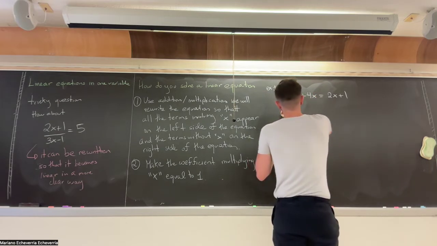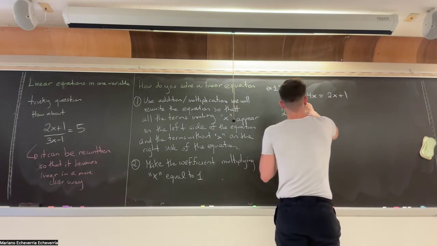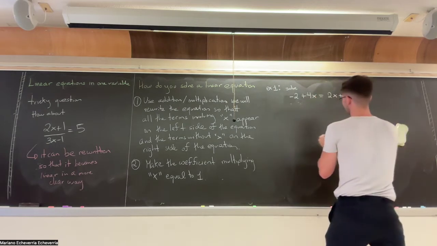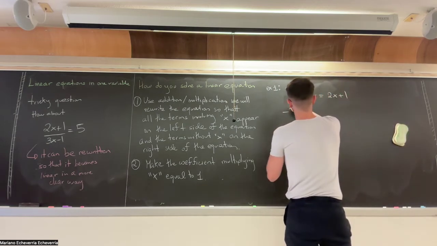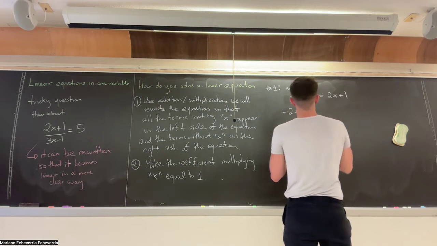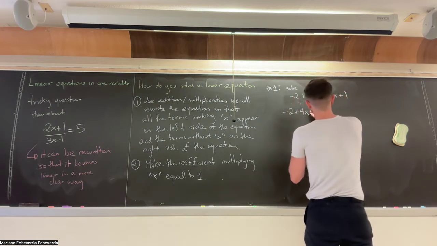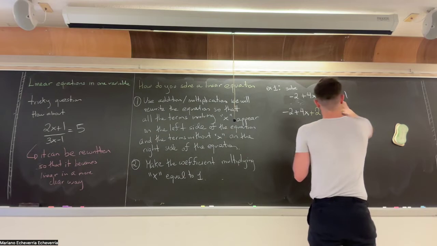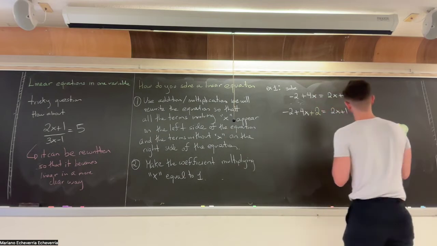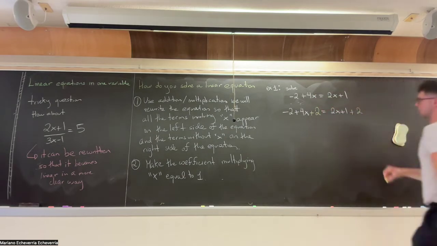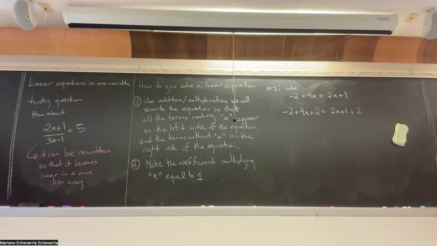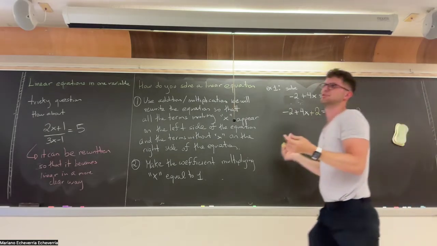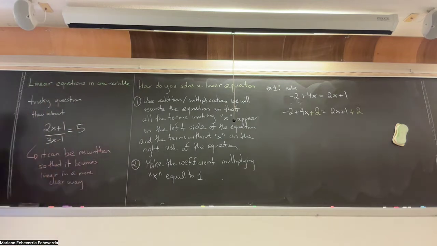So I'll do 2 minus 2 plus 4x, or actually, let me make it more clear. I'll add 2 to both sides of the equation. Now it looks more clear that I'm adding 2. Because if these two sides are the same, then adding the same thing to them should produce the same result. Basically, that's how you should think about that.